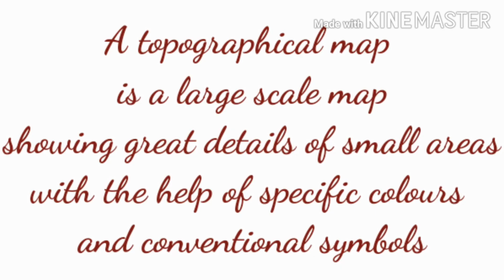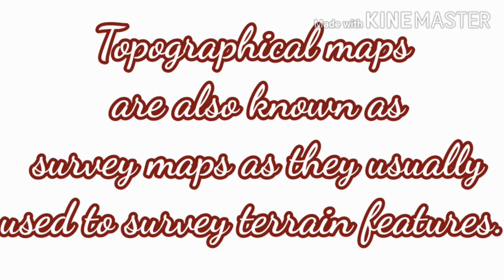A topographical map is a large-scale map showing great details of small areas with the help of specific colors and conventional symbols. Topographical maps are also known as survey maps.